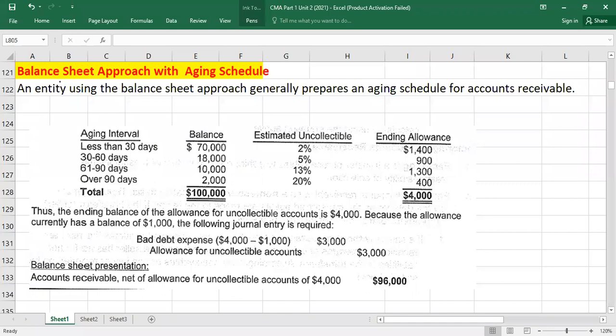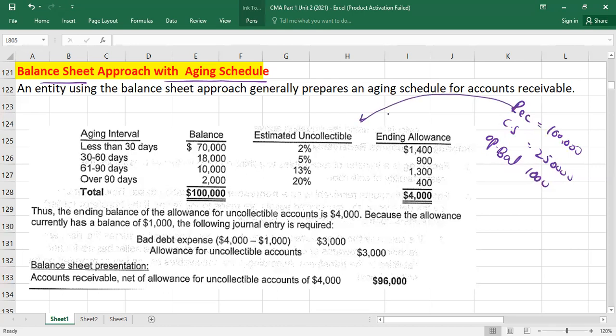So here we have balance sheet approach with aging schedule. Okay, so here we go. Let's assume the rest of the question is the same. We have total receivables of 100,000. We have credit sales of 50,000, same question I'm keeping, right? We have opening balance of allowance as 1,000 credit balance. But now for receivables, a breakup is given. For example, here he told you aging intervals, like how old they are.